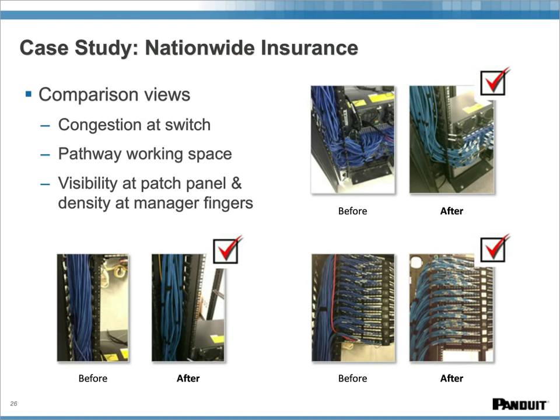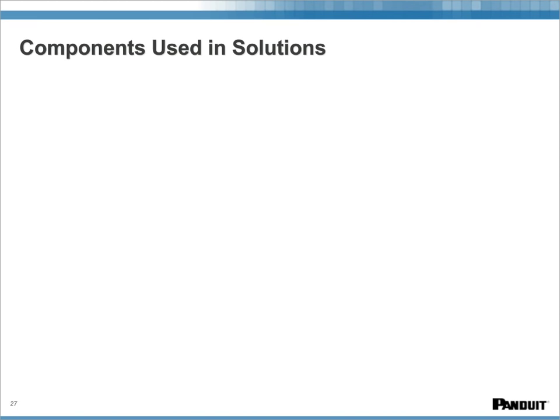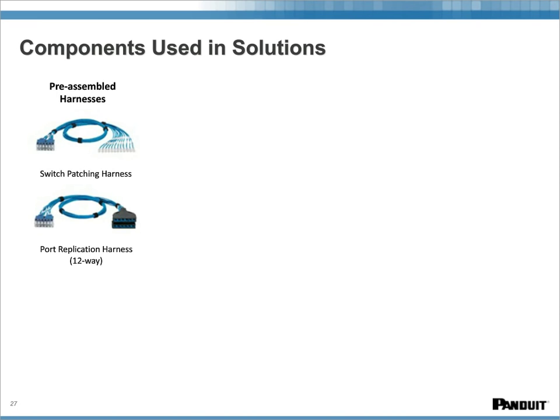Folks, you're welcome. So we've covered a lot of ground here. But before we close, let's do a quick recap of the components used in the solutions that we've discussed today, just in case you might want to write up a bill of materials later today for that next project. So we first off looked at pre-assembled harnesses, and those could be either switch patching harnesses, which is the top one, which would be plugs on both ends, and ideally some type of a quick connecting organizer on the switch end to maximize the time savings.